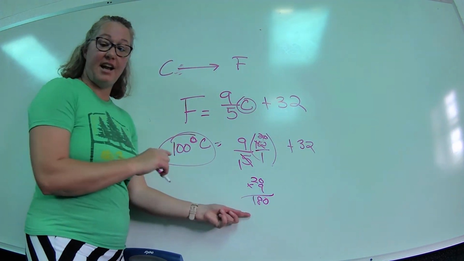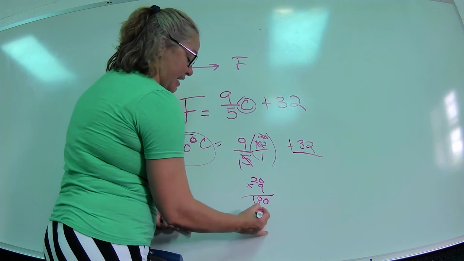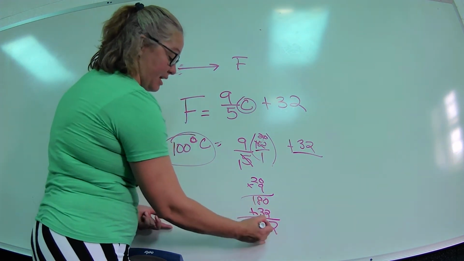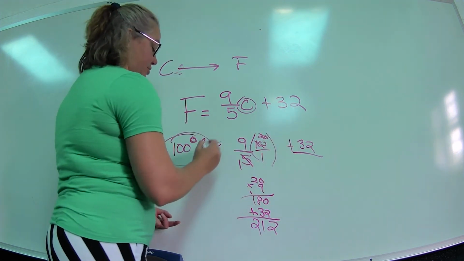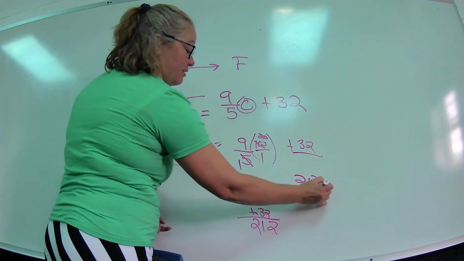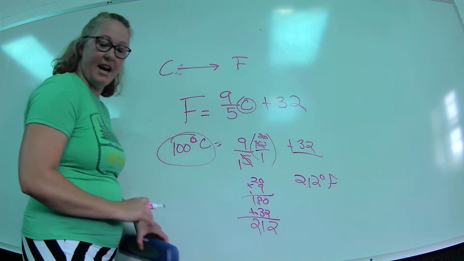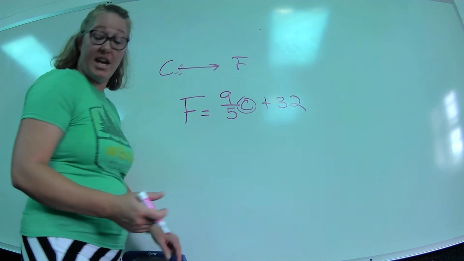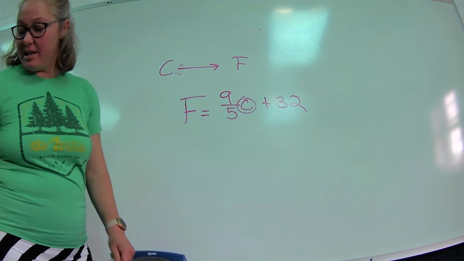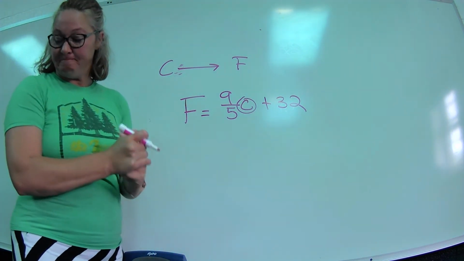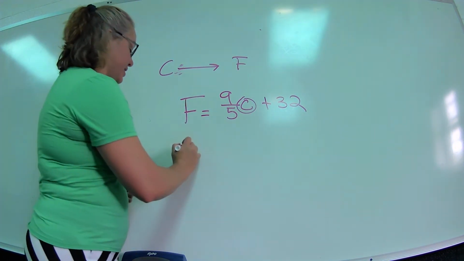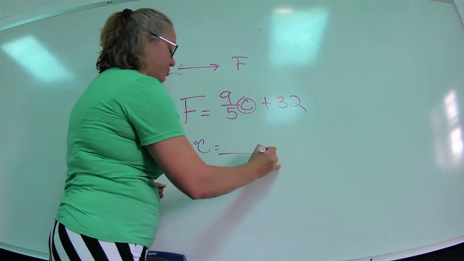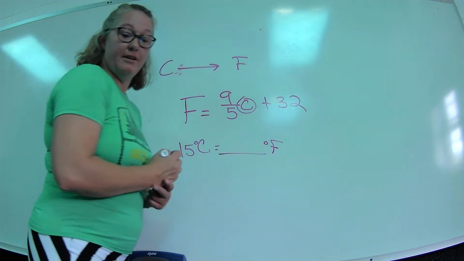But I cannot stop there. I have to add my 32. And 2 plus 0 is 2, 8 plus 3 is 11, so I would have 212 degrees Fahrenheit. Now, again, that one we should have known because it's a math fact. Math is one that doesn't change. It's a boiling point. But now I'm going to give you one. Let's say I give you 15 degrees Celsius. So 15 degrees Celsius equals blank degrees Fahrenheit.